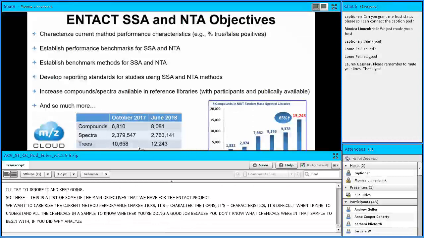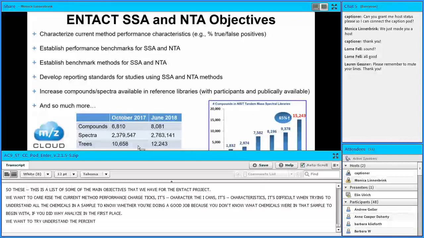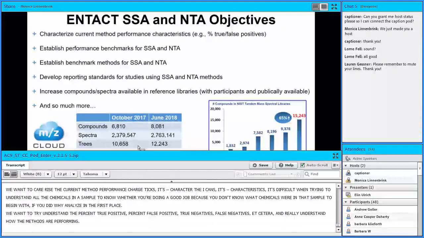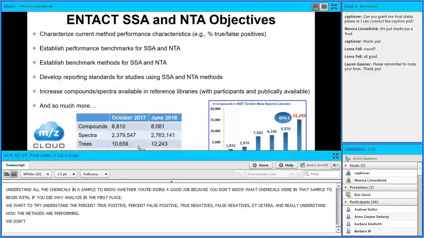So we want to try and understand the percent true positives, the percent false positives, true negatives, false negatives, etc., and really understand how the methods are performing. We don't expect that we're going to be doing 100% great job on everything, but if we understand where our shortcomings are, that pushes the field forward, and we can try and start filling those gaps.